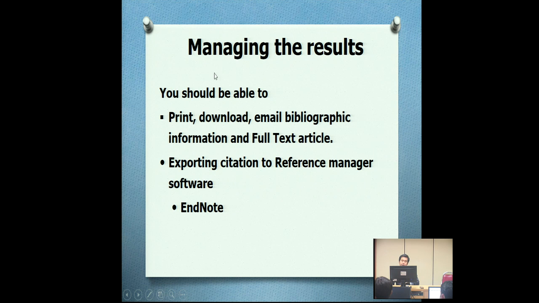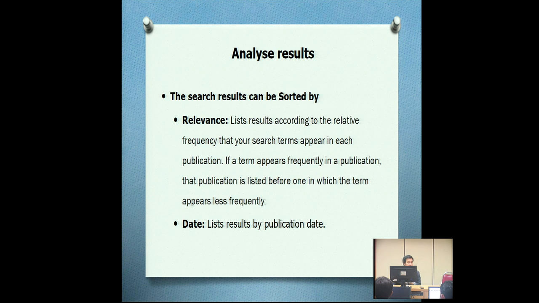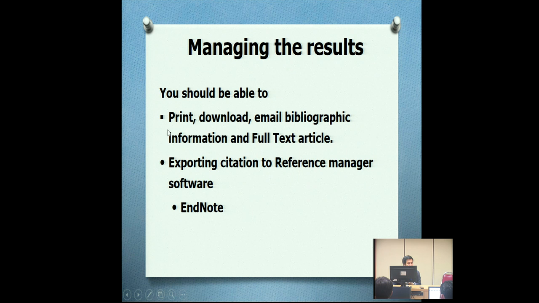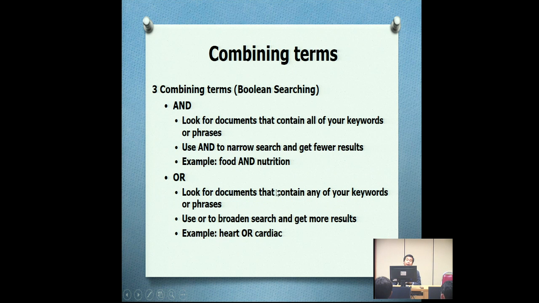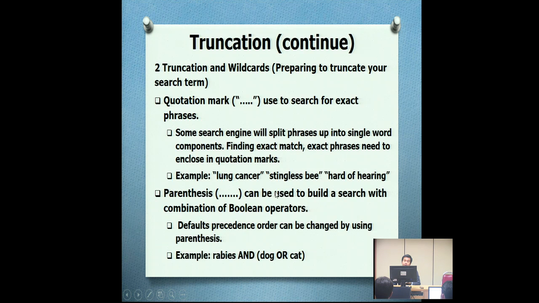So this one, you can notice some databases provide you two options. Some people want you to create Vancouver style, APA style, so they set it for you. But if tomorrow you have EndNote, how can I download citation to EndNote? This is the basic step. So you will follow the steps for today.